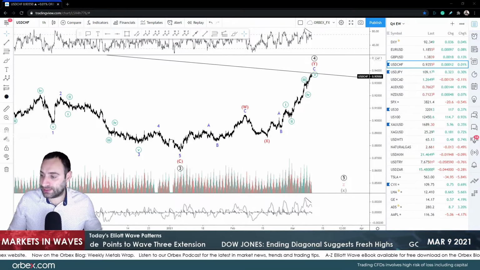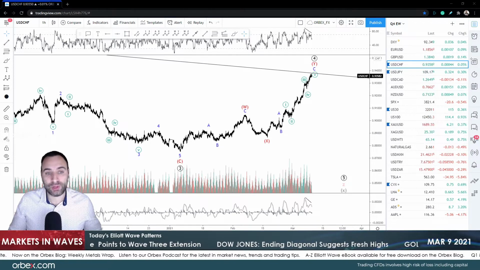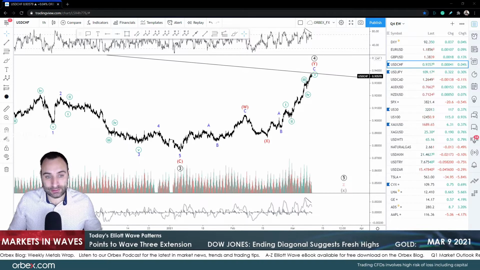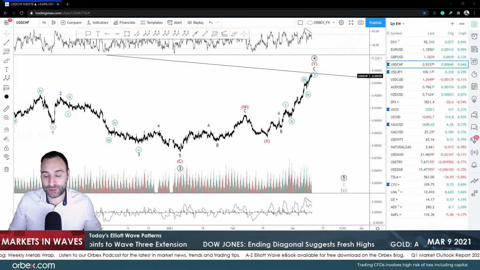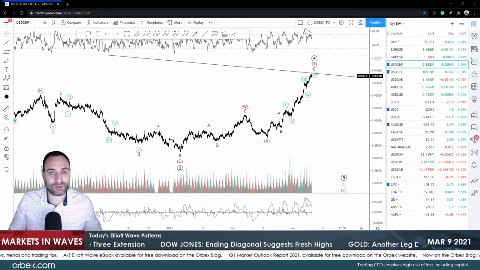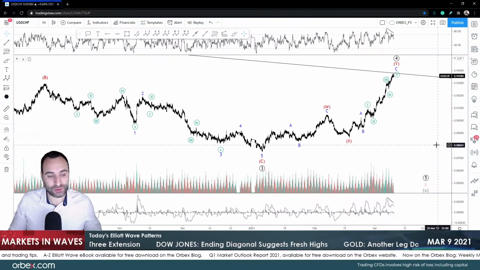Today is the 9th of March and we're going to have a quick update on dollar, Swiss franc, dollar, yen, Dow Jones, gold and Chevron using of course Elliott wave analysis. Starting first with the dollar against the Swiss franc.